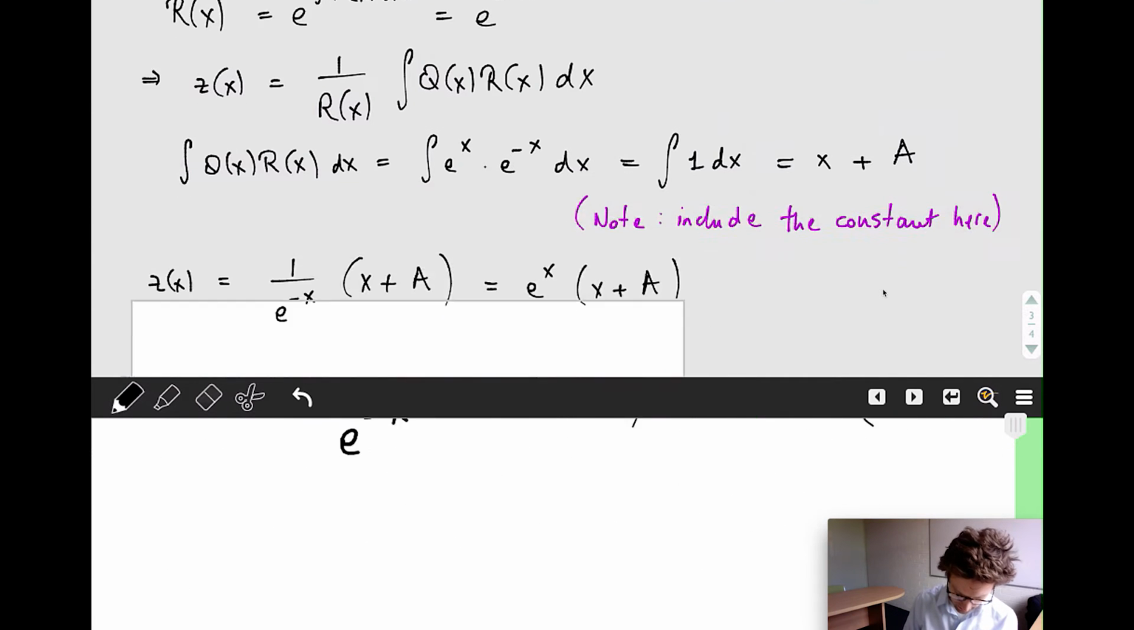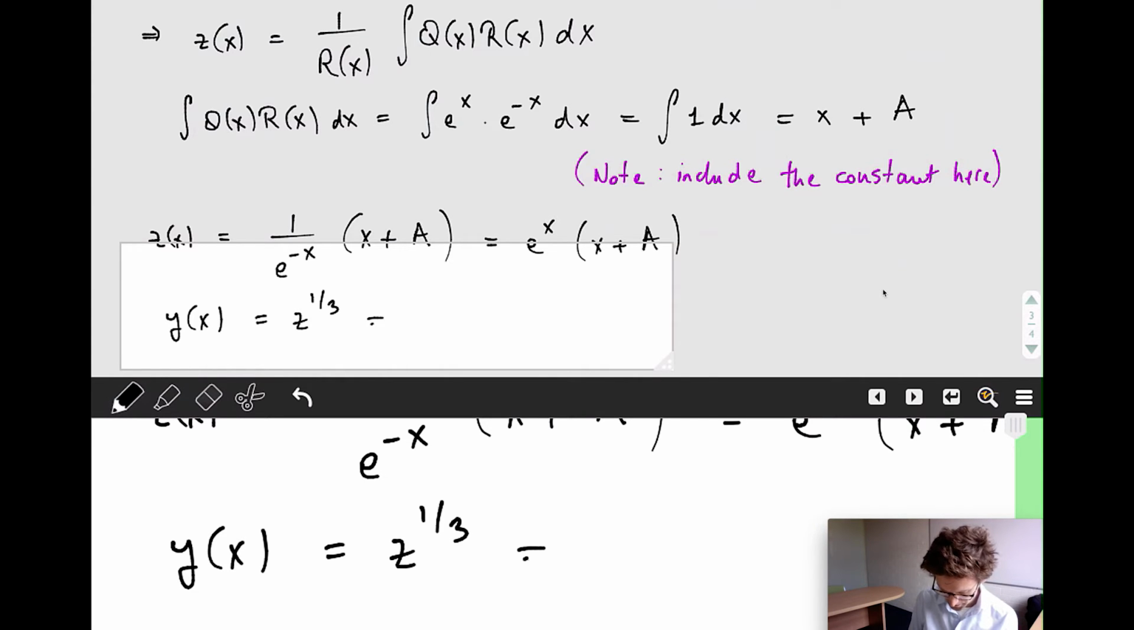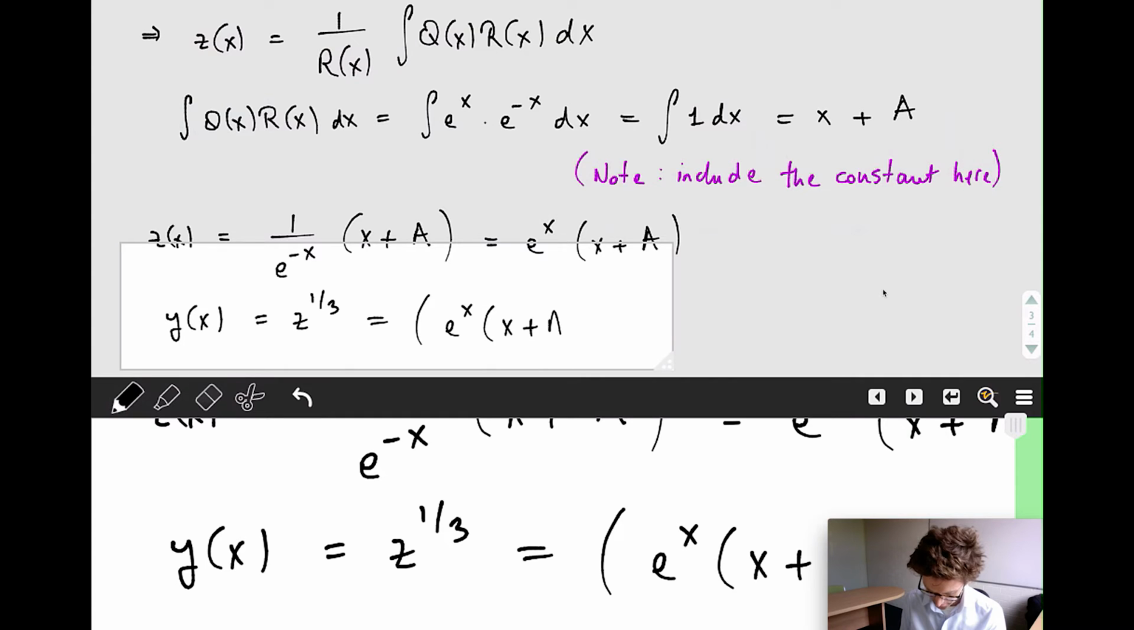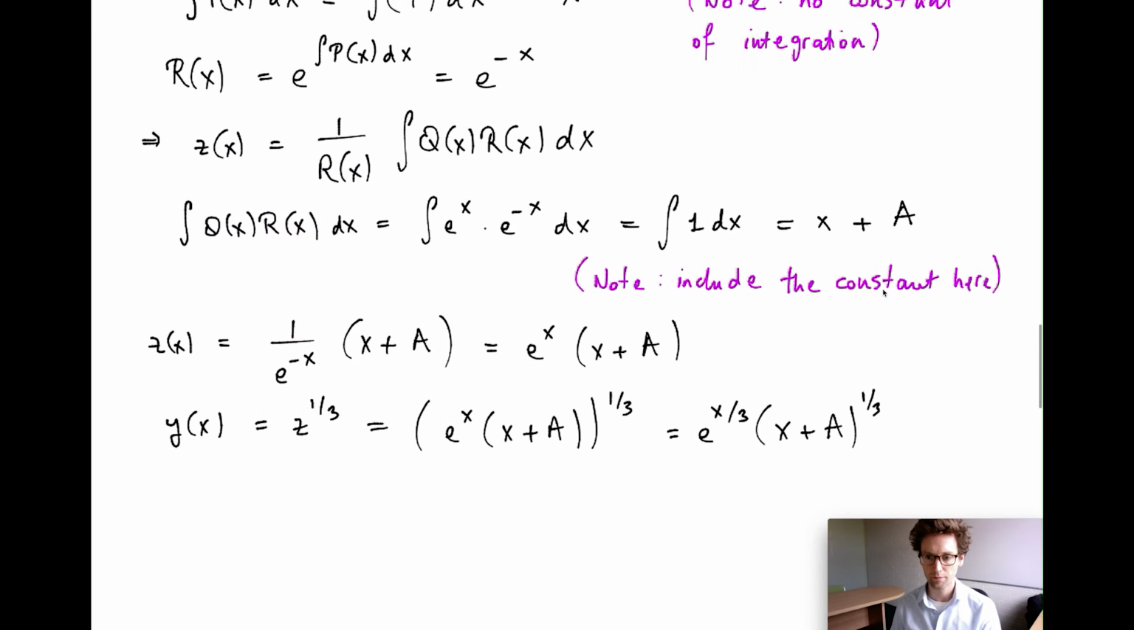So I'm not done yet, however. I still have to find y of x, so I need to go back and use my substitution. Y is equal to z to the power of 1/3. I've just calculated my solution for z, so it's going to be e to the x times x plus a, all to the 1/3. Or tidying that up a little bit, I get e to the x divided by 3, x plus a to the 1/3.